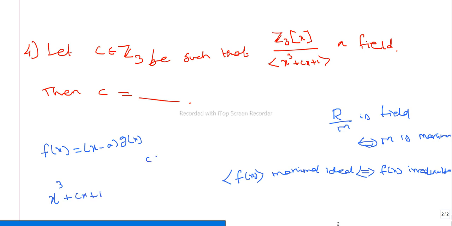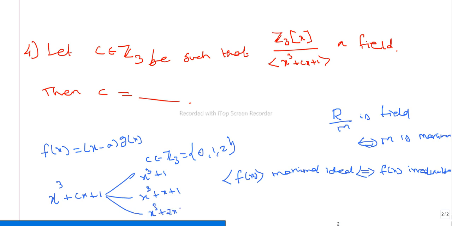Now look at the polynomial x cube plus cx plus 1. But C we are taking in Z3. Z3 contains only 3 elements, 0, 1, 2. Therefore there are 3 possible polynomials. If we substitute C equal to 0, we get just x cube plus 1. If C equal to 1, you get x cube plus x plus 1. And if C is 2, then we have x cube plus 2x plus 1.